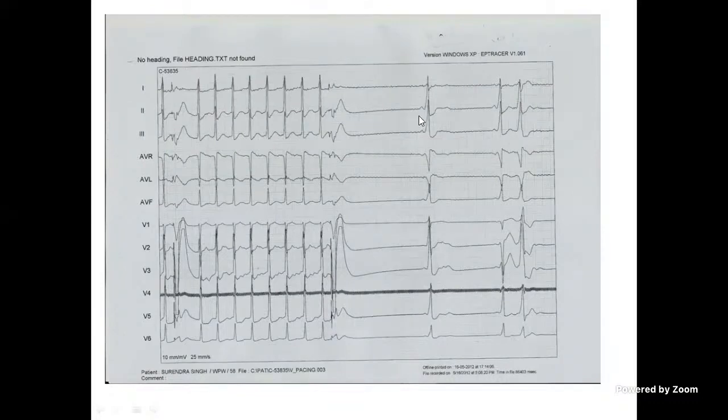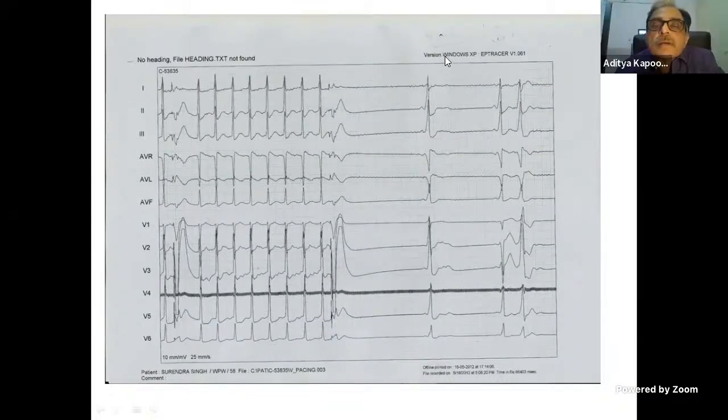Short PR, delta. So there is clear-cut pre-excitation as well, no? Yes, sir. So there is clear-cut delta here. That means you are fairly certain that there is a manifest pre-excitation. So obviously this has to be orthodromic AVRT, which is going antegrade through the node, retrograde through the pathway, being terminated by a single VPB. So sometimes after the termination, you have to pay attention to the sinus rhythm ECG also.